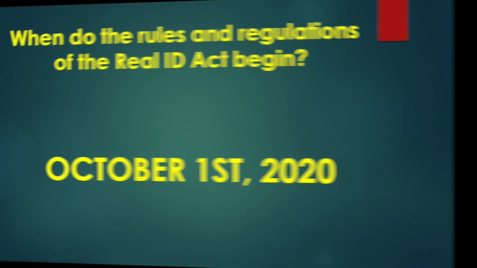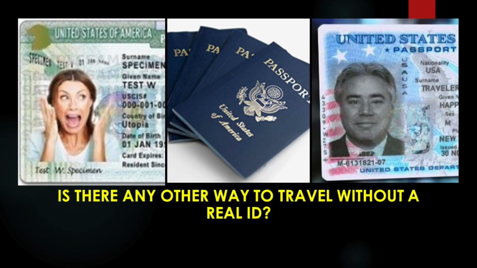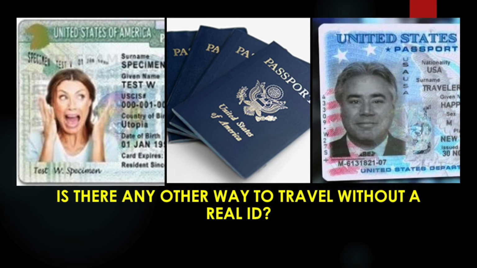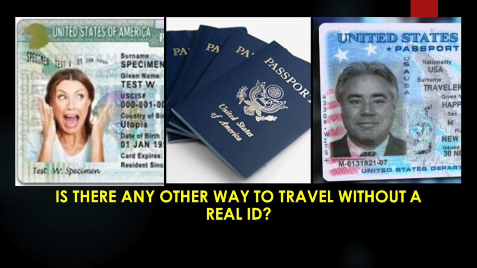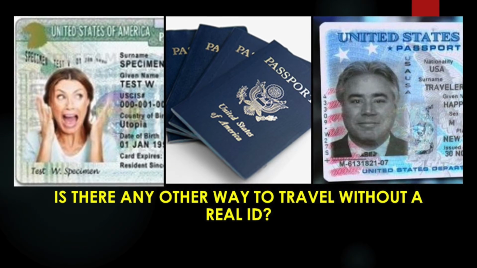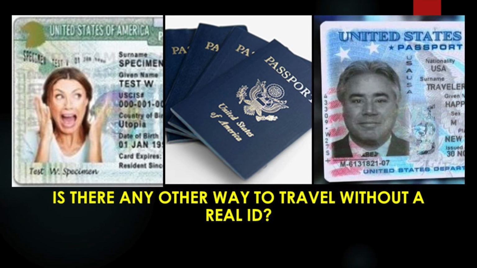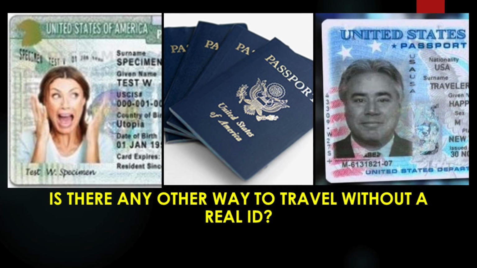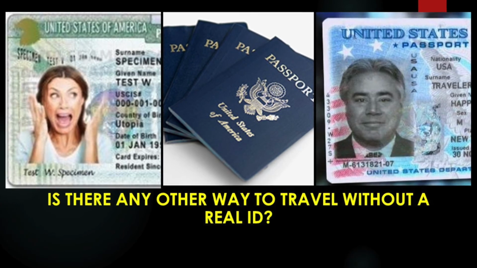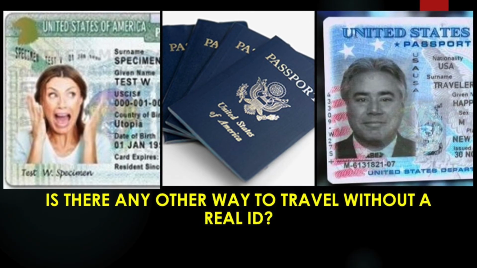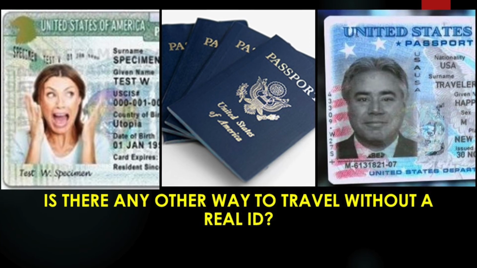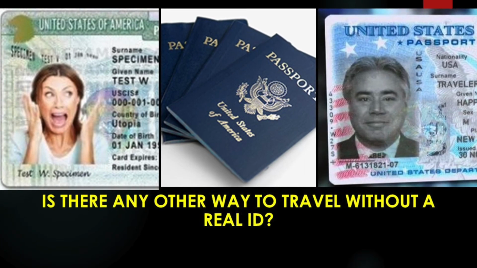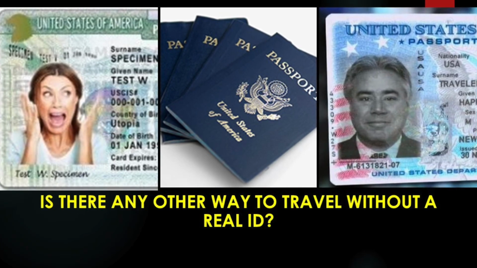Okay, a question I get sometimes is, is there any way I can travel domestically if I don't have a compliant ID? And we're going to go back to the last part, where they said you can use another acceptable form of ID to fly within the United States, and this goes hand in hand. The other acceptable form of ID that you can use is a passport book or a passport card. So if you don't have a compliant ID but you have a valid passport book or card, you can use that to travel.